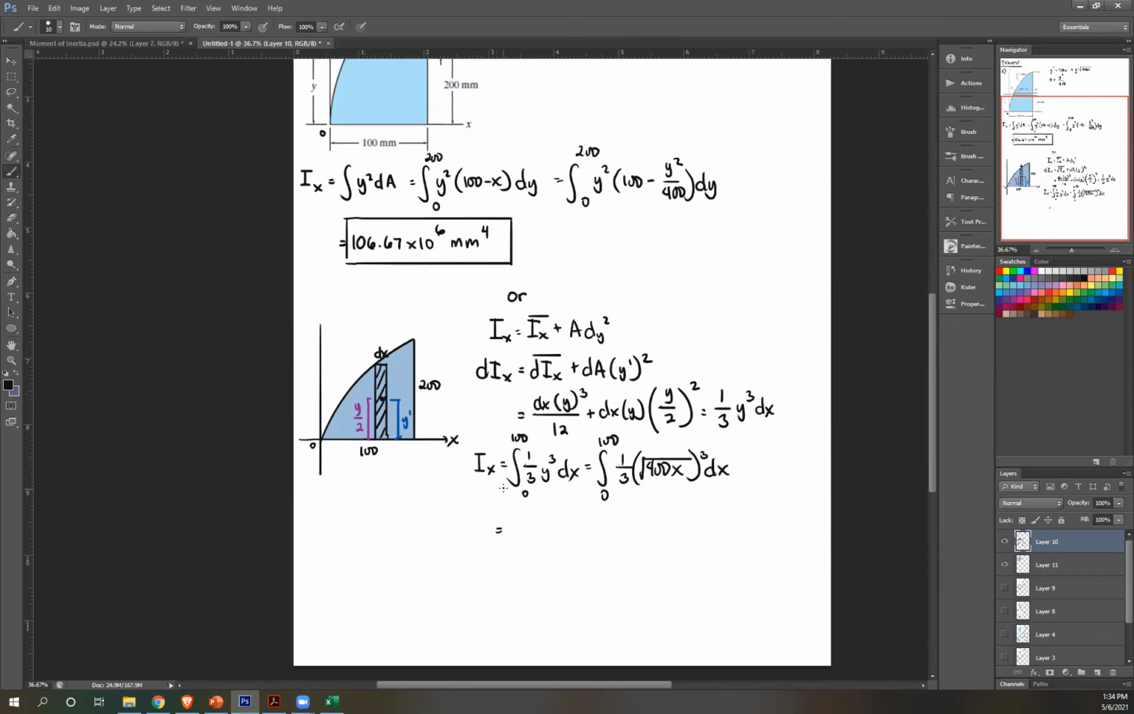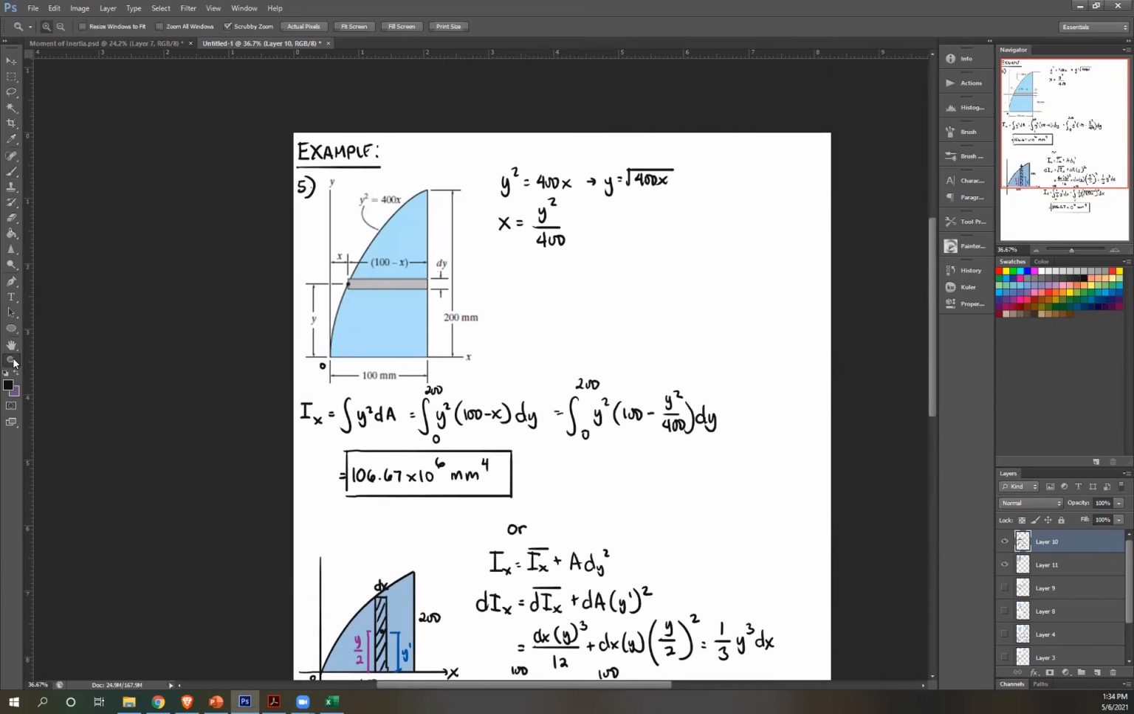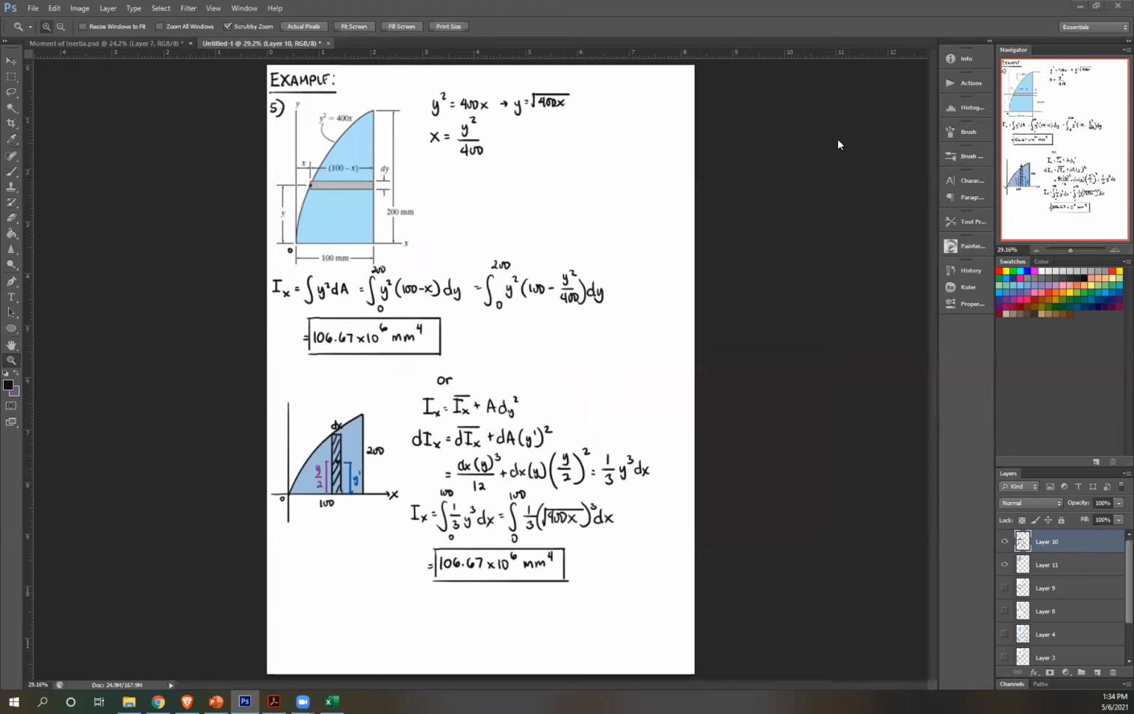Okay. And then if you solve for this, you should also get your 106.67 times 10 raised to 6. Yes, very good. Times 10 raised to 6, and once again, the unit is raised to 4. Right, so that's your solution. From the two solutions, one is significantly easier than the other. That's why I keep telling you to take the element parallel to your axis in question. And that is number 5. Any questions for number 5? Please answer in the chat.